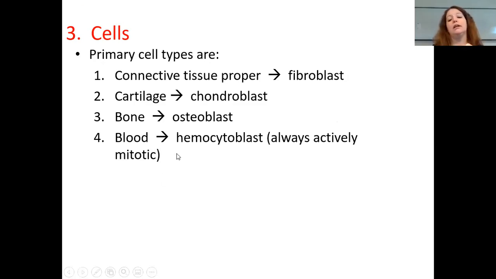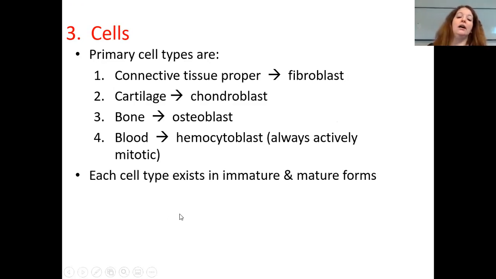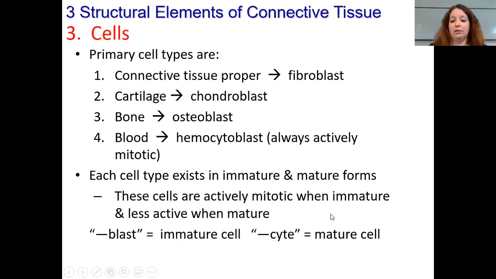In blood, it's a hemocytoblast, always actively mitotic. What this means is that this immature cell is always actively producing other cells, which will then be triggered to become mature white blood cells, mature red blood cells, and/or platelets. Each cell type exists in immature and mature forms. The immature form is blast.